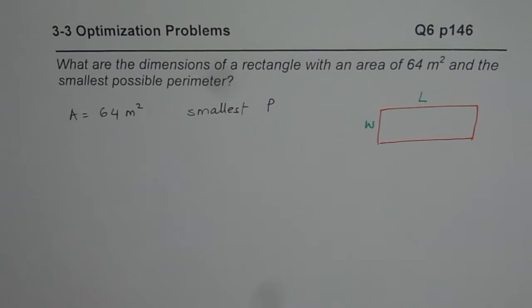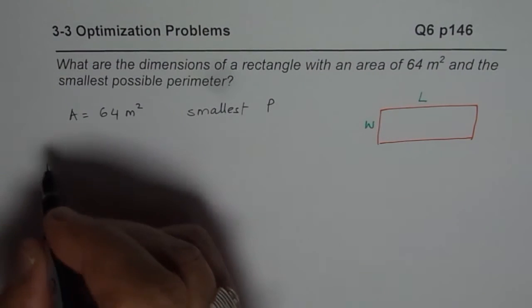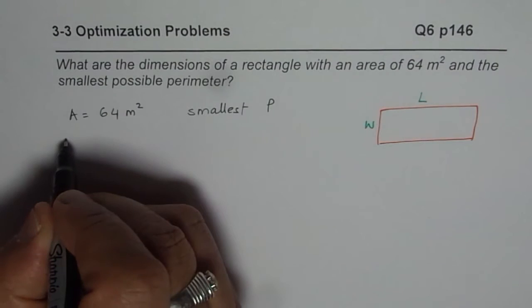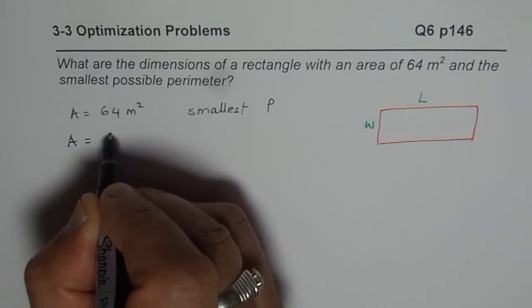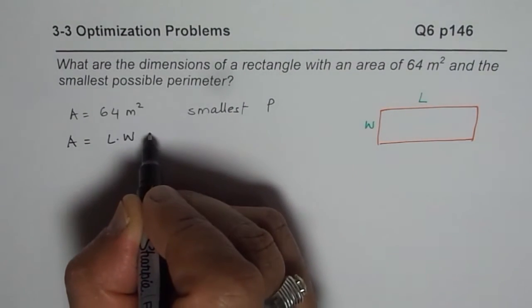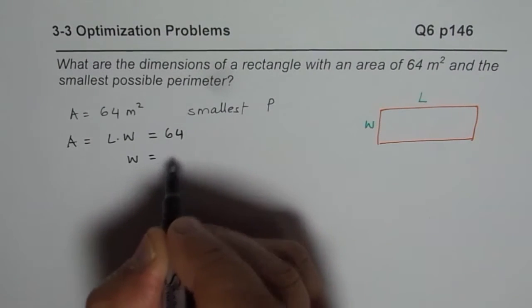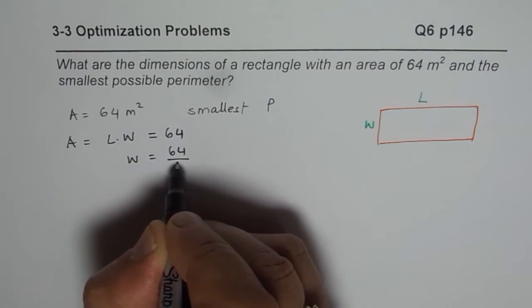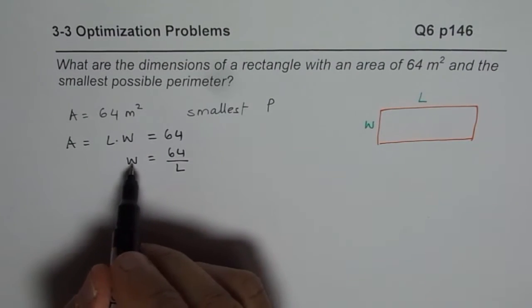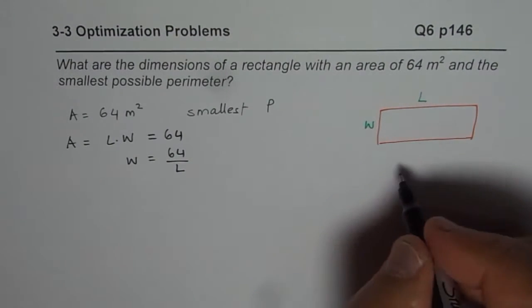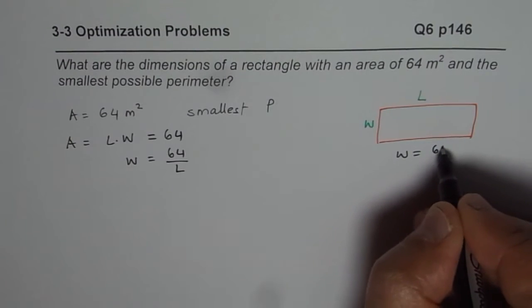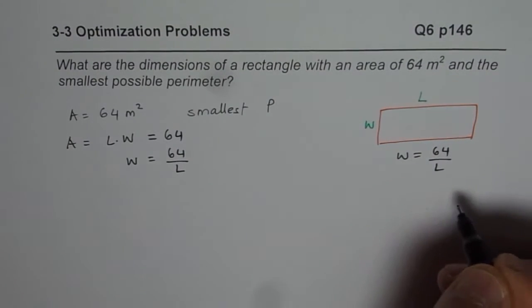So we can relate these dimensions. We can say, well, area is 64, but area is also equal to length times width. So we know length times width is 64. So now we can say width is equal to 64 over length. So that relates one variable to the other. So we say width is equal to 64 over L, right?